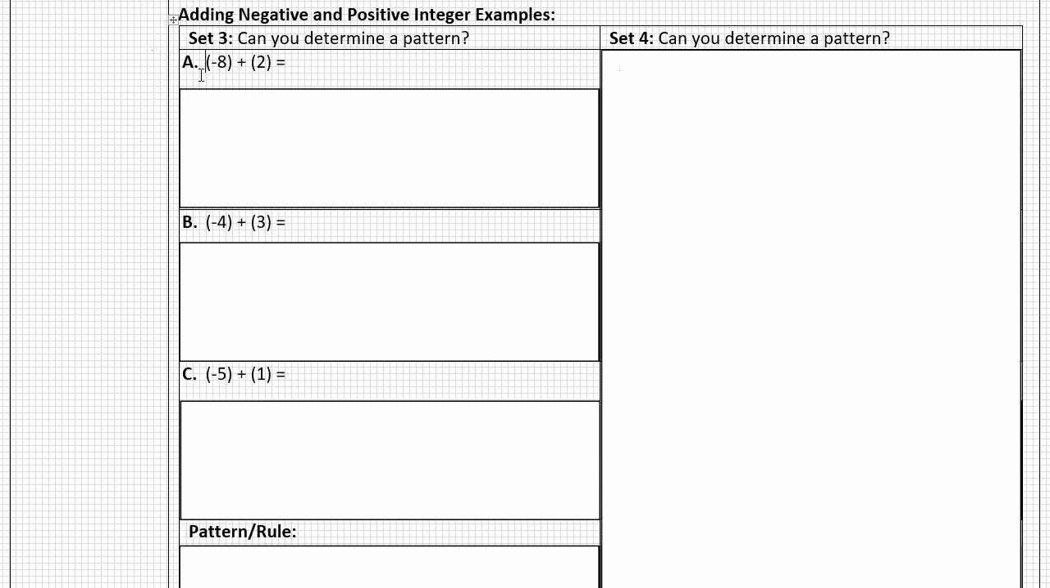Here are the 3 problems that I would like you to write down in your chart and then draw in your integer chips to find the solution. Our first problem in set 3 is negative 8 plus 2. For B, it'll be negative 4 plus 3. And for letter C, it'll be negative 5 plus 1. Go ahead, pausing the video if you need to draw in your integer chips and find your solution, and then resume the video when you're ready to compare your work with mine.